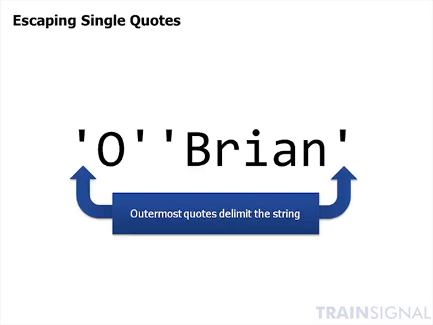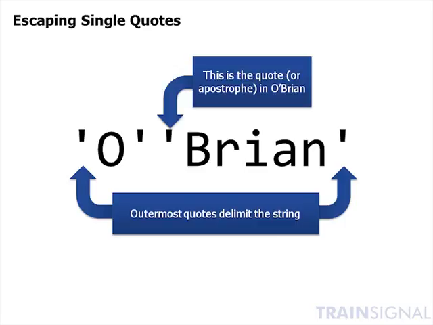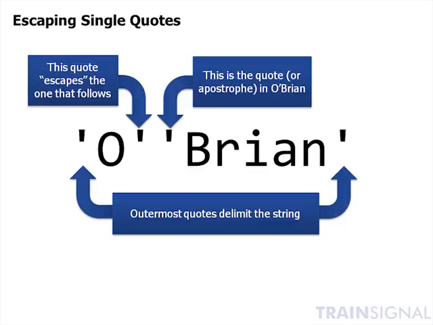So we've got the outermost single quotes actually delimiting the contents of the string. This is the quote or apostrophe in the name O'Brien. And this is the extra one, and it escapes the quote that follows. In other words, SQL Server will see those two as a single, literal, single quote or apostrophe.